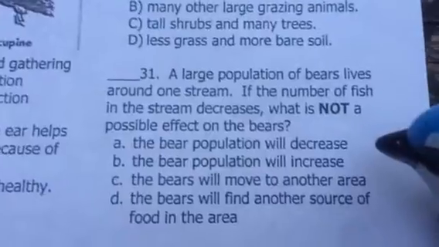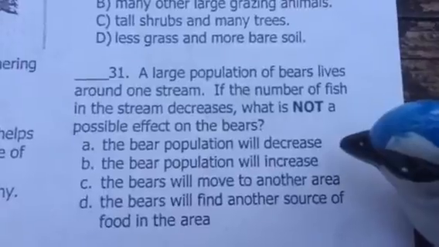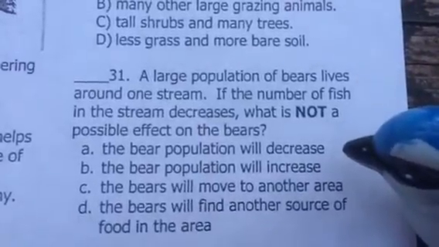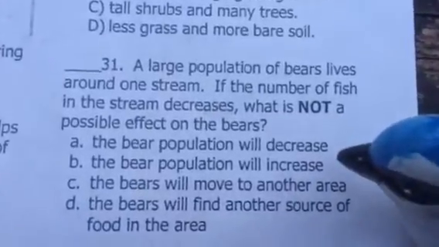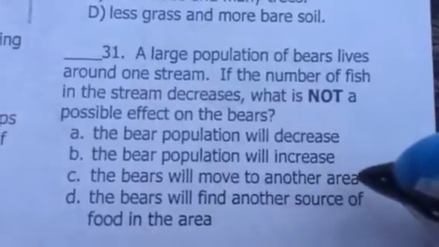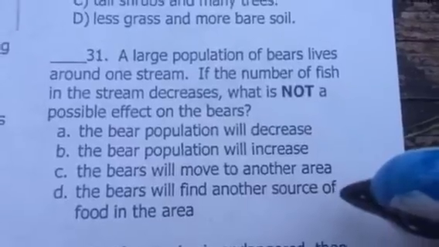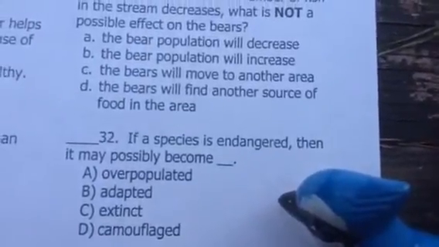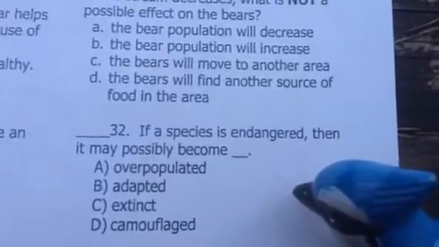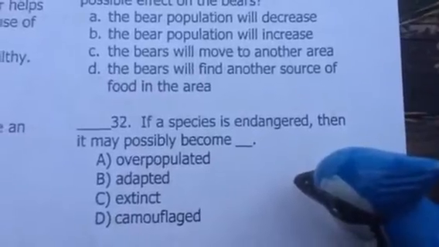31. A large population of bears lives around one stream. If the number of fish in the stream decreases, what is not a possible effect on the bears? A. The bear population will decrease. B. The bear population will increase. C. The bears will move to another area. D. The bears will find another source of food in the area. 32. If a species is endangered, then it may possibly become A. Overpopulated, B. Adapted, C. Extinct, D. Camouflaged.